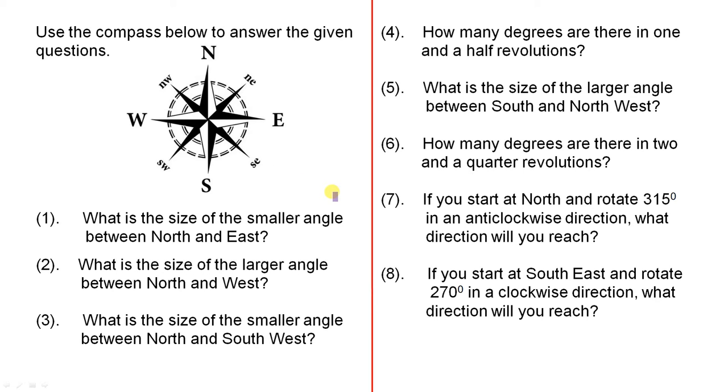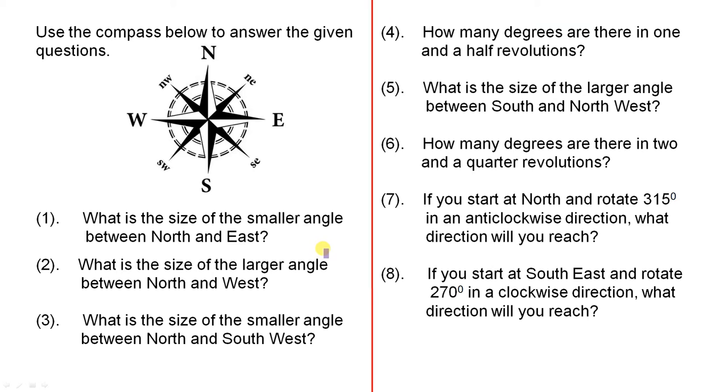So question 1, what is the size of the smaller angle between north and east? So there's north and there's east. Now the reason I ask for the smaller angle, we have this angle here all the way around there, that's the larger angle, and this one is the smaller angle. So there are 2 angles, and that's why I've specifically asked for the smaller angle.